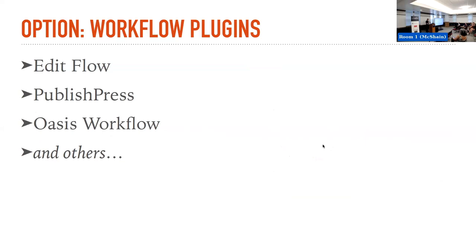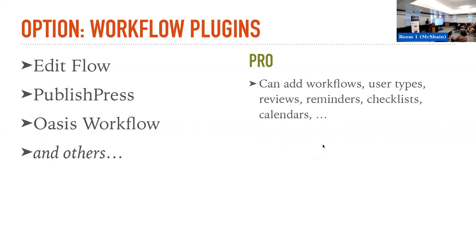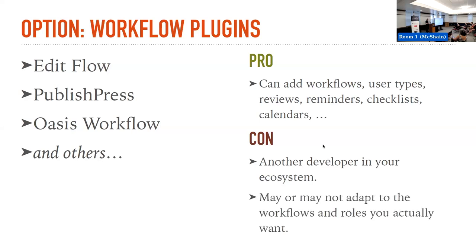So these have their limitations too, right? On the pro side, they kind of look perfect. You can add workflows, user types, reviews, reminders, checklists, and all kinds of things that work. On the con side, it's another developer in your ecosystem. It's another thing to keep updated. It's another possible source of security issues, another possible source of accessibility issues. And it may or may not actually adapt to the roles and the workflows that you actually want. So this is where we get back to, this is part of the solution.